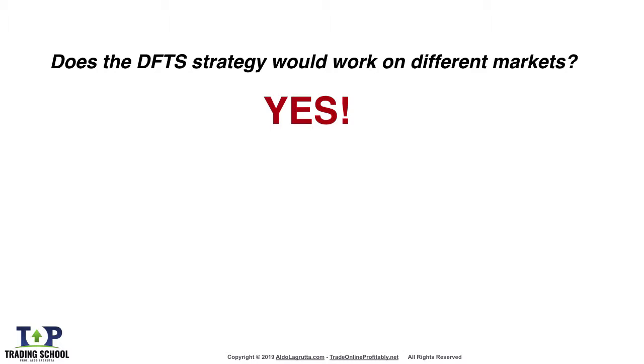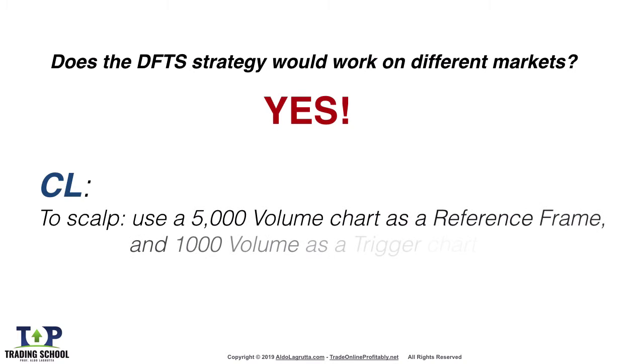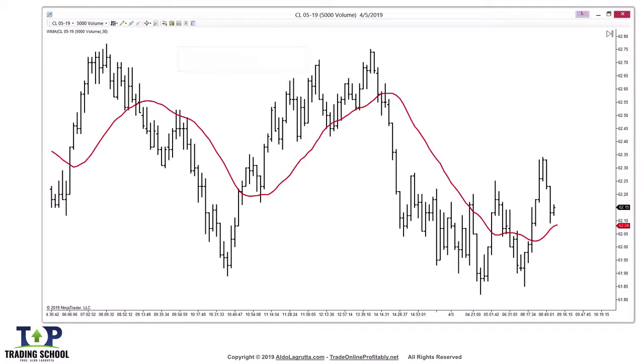The technique works exactly the same, but in the case of the CL, I tend to use lower time frames, so I'm in and out rather quickly in order to avoid exposure. So my trades in CL are quicker, and the target, of course, is smaller because I use a shorter time frame. So to scalp, I like using the 5,000 volume chart as a reference frame and the 1,000 volume as a trigger chart. So let's begin.